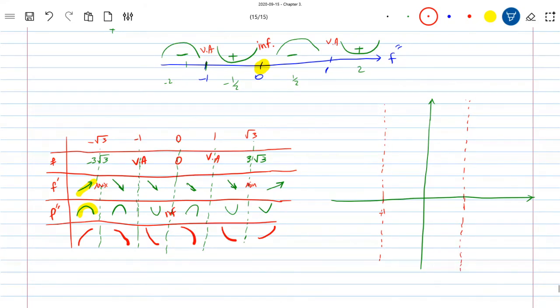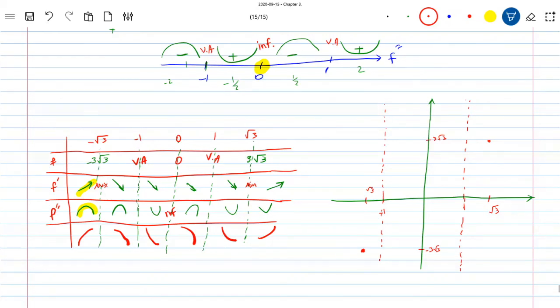Okay. Local max and min happen at -√3 and √3. So here's -√3, and their y values are -3√3 and +3√3. We have this point, which is going to be a local maximum, as well as at √3, we have this point, which is a local minimum. It's important to figure out the local max and local min as well.